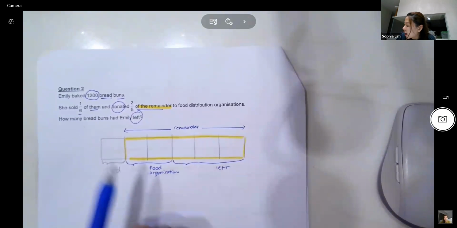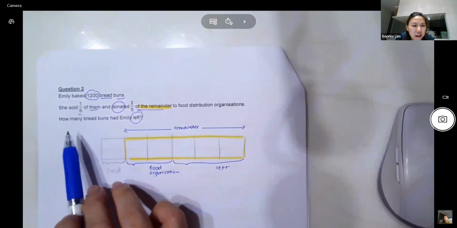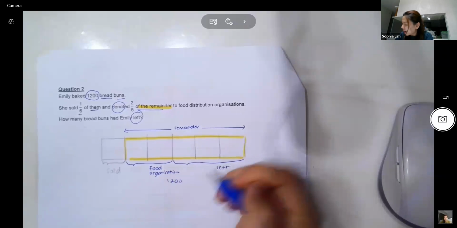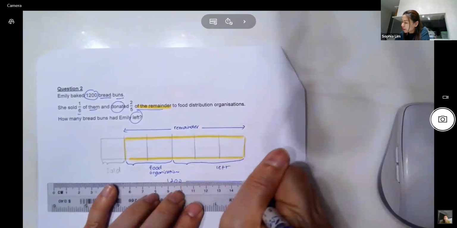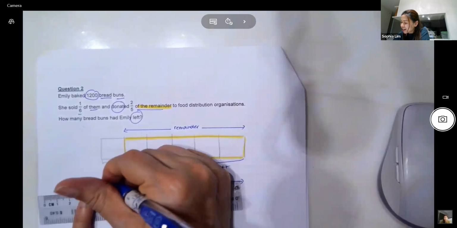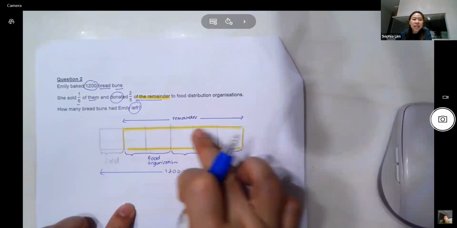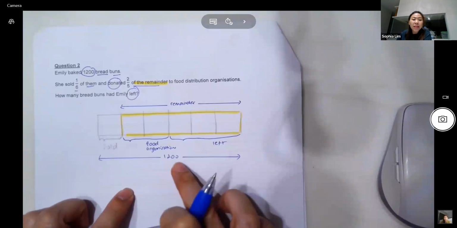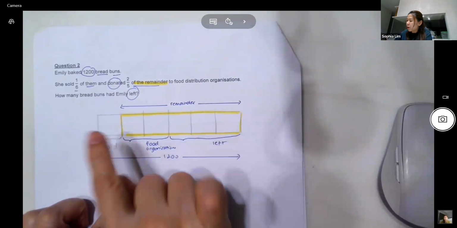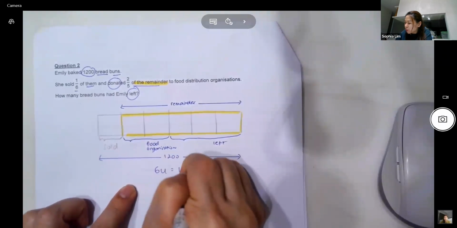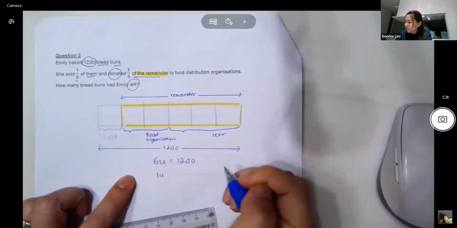So take note, I will go back to the question and ask myself, have I used all the information provided in the question? Aha, I have the 1,200. Yay. And with that, I want to start solving. How many units correspond to 1,200? 1, 2, 3, 4, 5, 6. So you write here, 6 units correspond to 1,200.